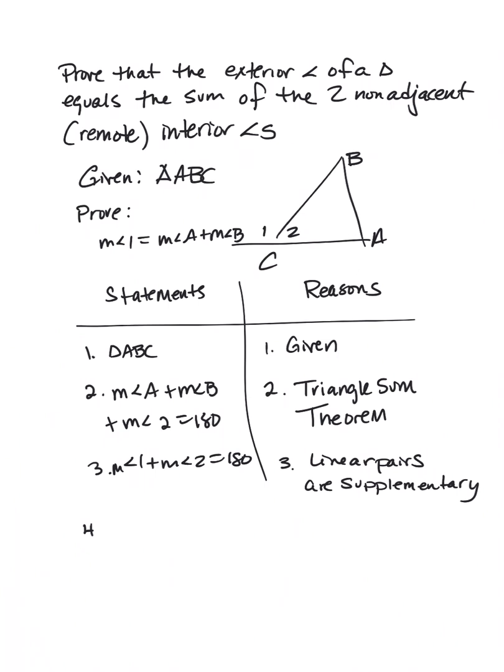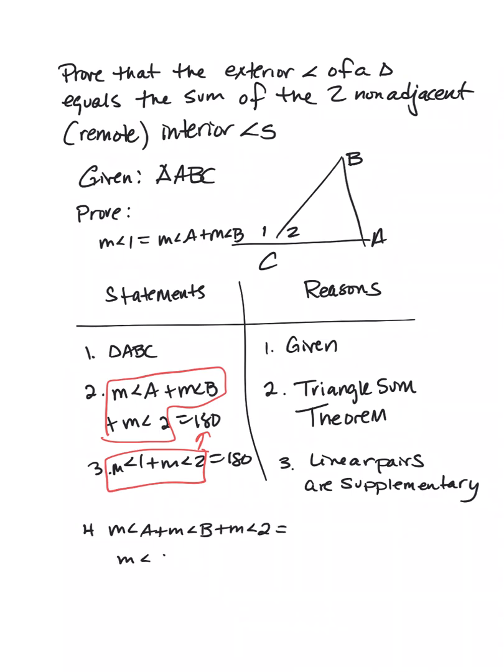Now what we can do is we can substitute. So we have this equal to 180 and this equal to 180. So therefore we can just set those equal to one another, because we're going to replace this 180 with this bottom part here. So we have the measure of angle A plus the measure of angle B plus the measure of angle 2 equals the measure of angle 1 plus the measure of angle 2. That's just substitution again.